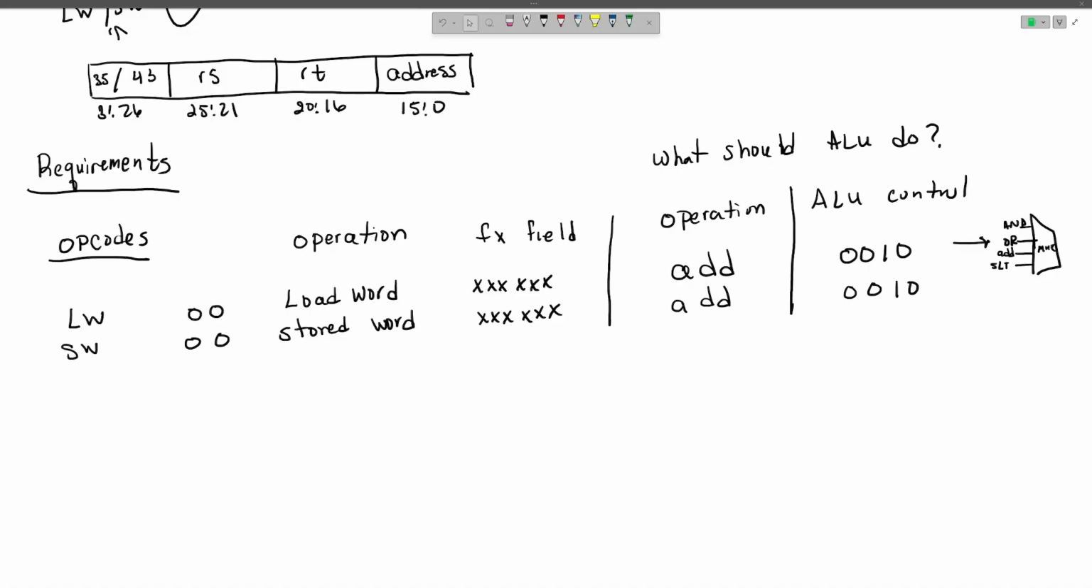Then once we define that, we want to define our branch instructions. To do that, we use 01, and this is a branch if equal. Again, we don't care about the function field. But this time we want to subtract, and to do that, the ALU must have this instruction, because this one will invert the second bits.